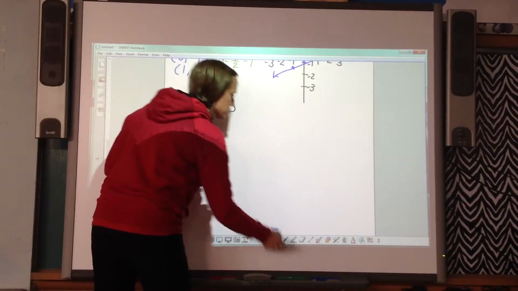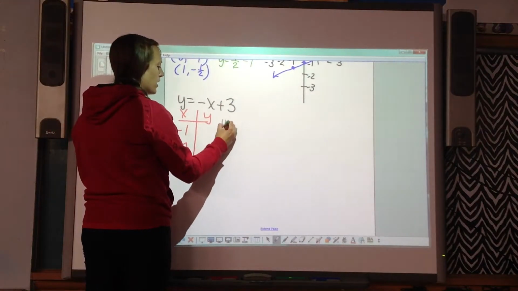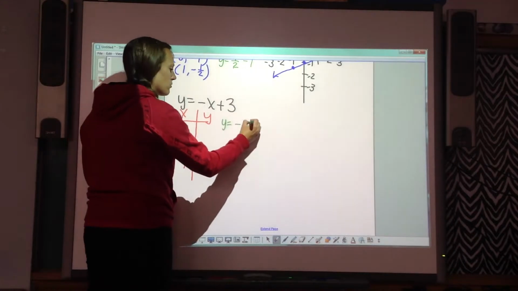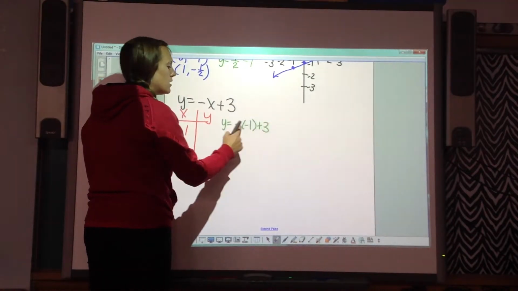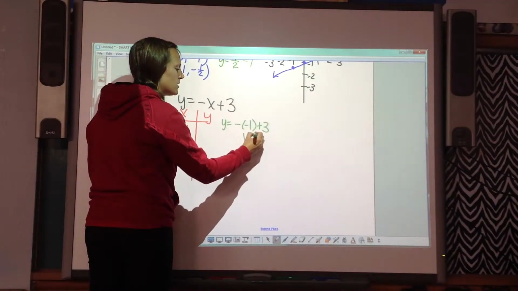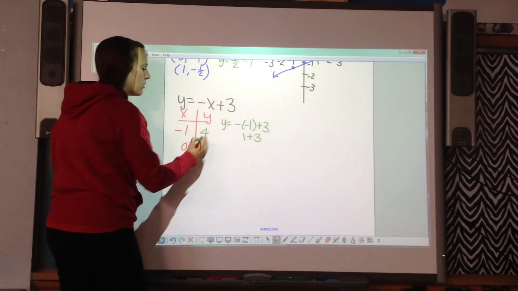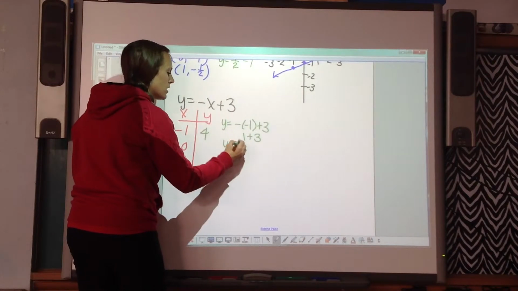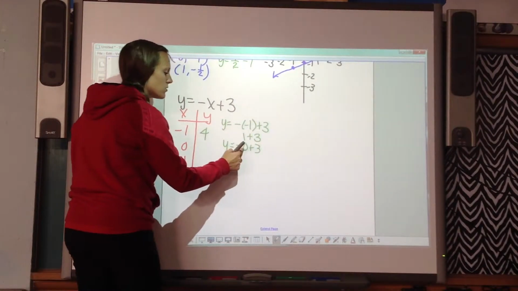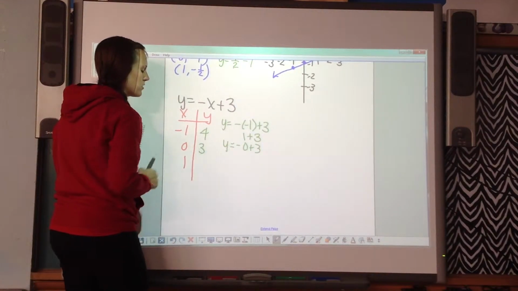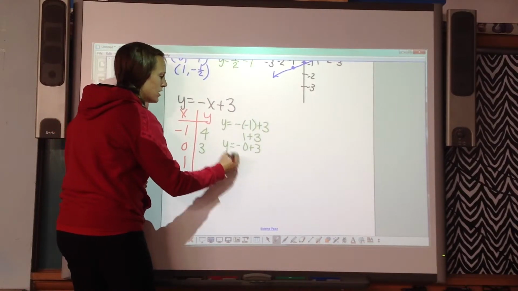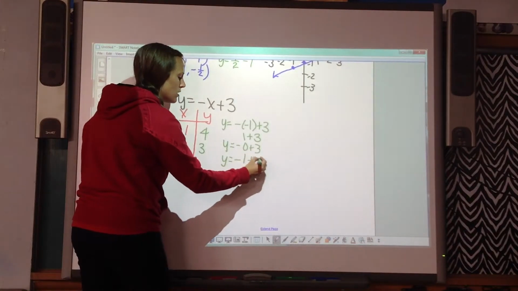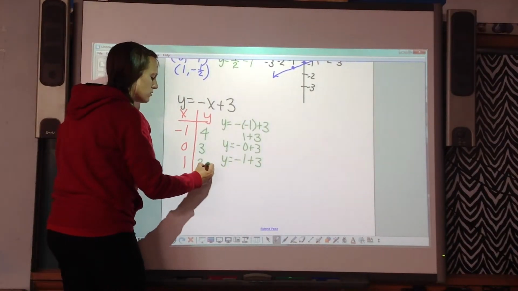Okay, now I have to substitute these into the equation. Y equals a negative. My x value is negative 1, plus 3. A negative times a negative is a positive. So my first output is 4. I'm going to plug in 0. Negative 0 plus 3. Well, there is no such thing as a negative 0, so I'm left with just 3. Y equals a negative. My x value is 1. Negative 1 plus 3 is 2.